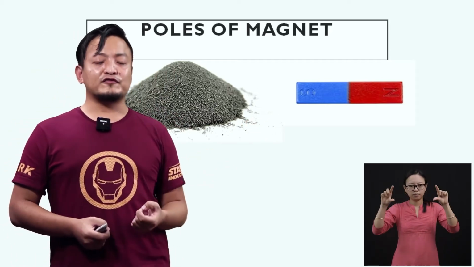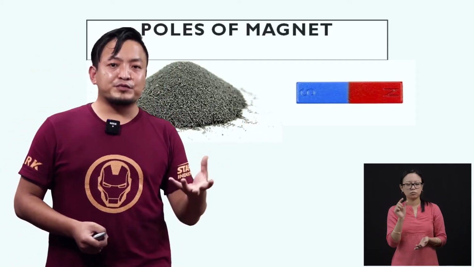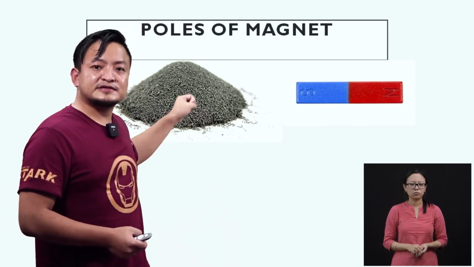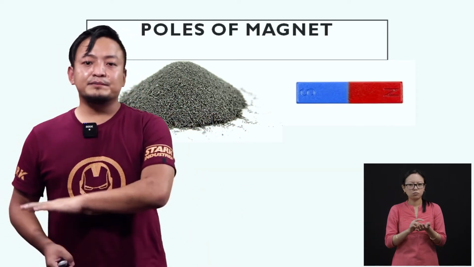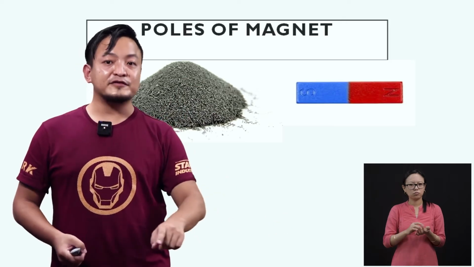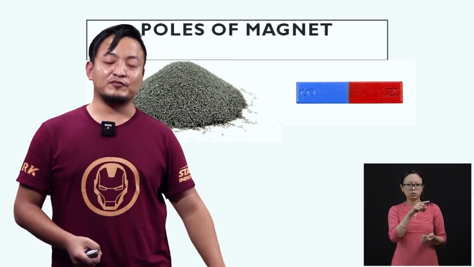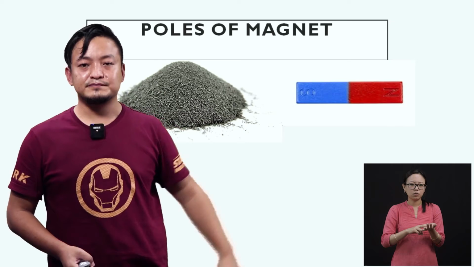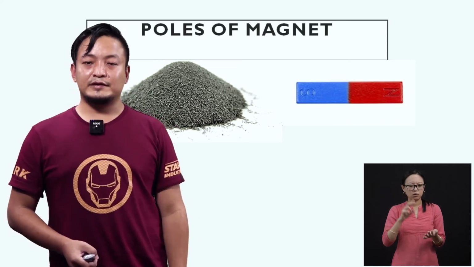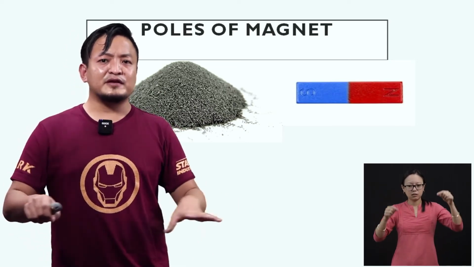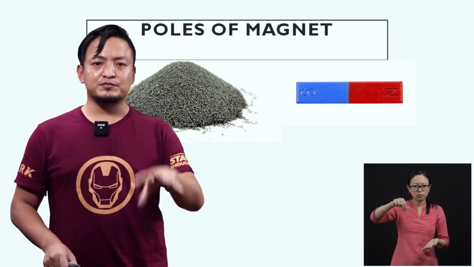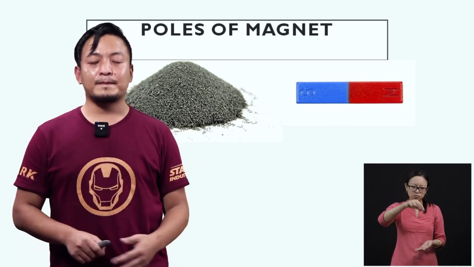Now, students, what you have to do is sprinkle this iron filling on a piece of paper, a white piece of paper. Just sprinkle it like this. Okay. Now you'll see them in a random manner, right? Because we have sprinkled them randomly.